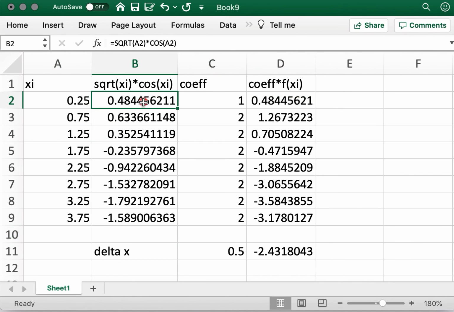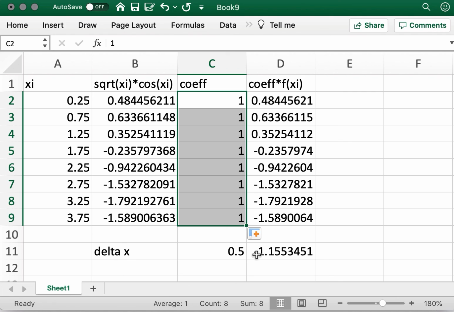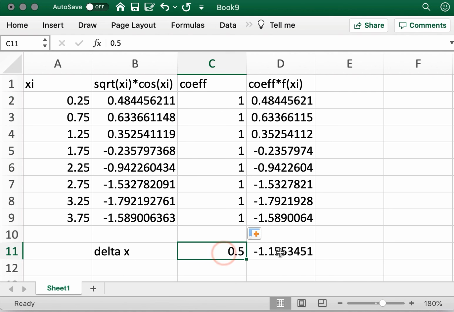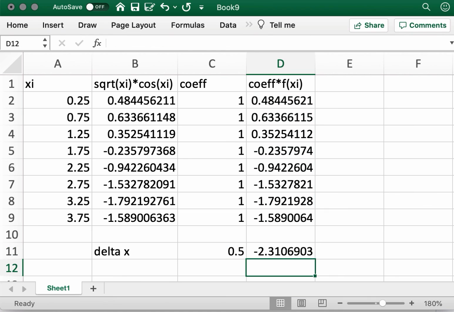And then I've already got the formulas that depend on those inputs. What we need to change are the coefficients. The coefficients don't have that 1, 2, 2, 2, 1 pattern for the midpoint rule. And then finally, delta x is the same, but for the sum, we need to get rid of this 1/2, right? There was no delta x over 2 for the midpoint rule. And here we have our answer.